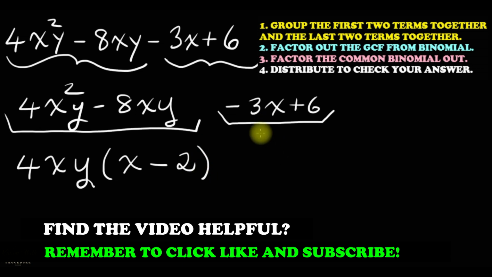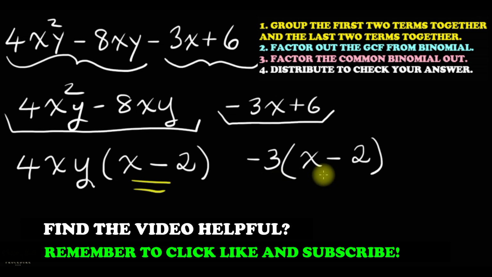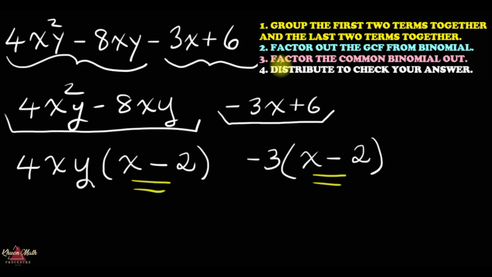Okay, so over here, your greatest common factor is going to be negative 3. So we're going to pull that out. And then you're left with x minus 2. And then we can check to see if we're on the right track by checking the binomials. Here we have x minus 2, and over here, we also have x minus 2. So yes, we are on the right track. So we're going to keep going.